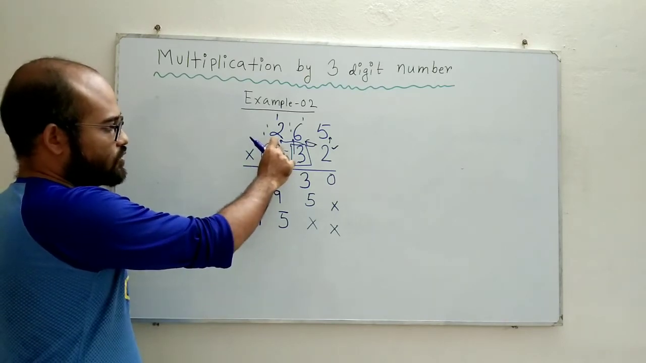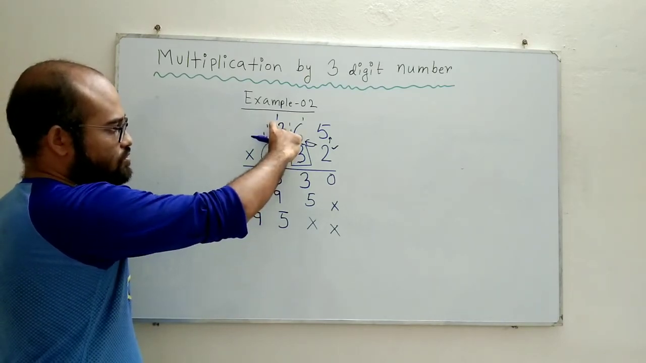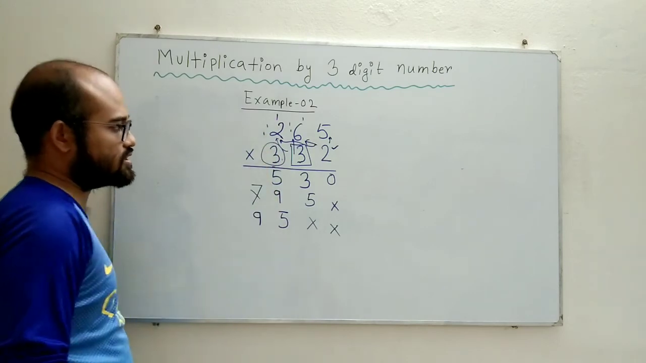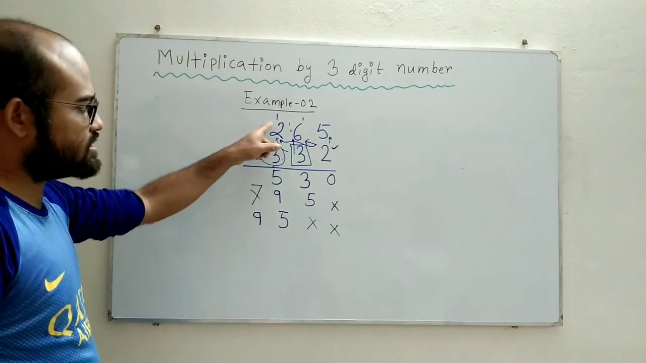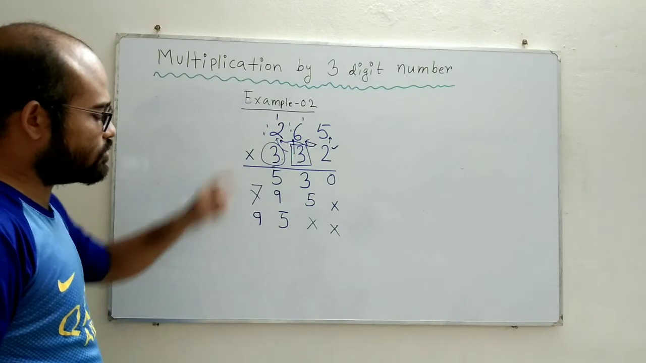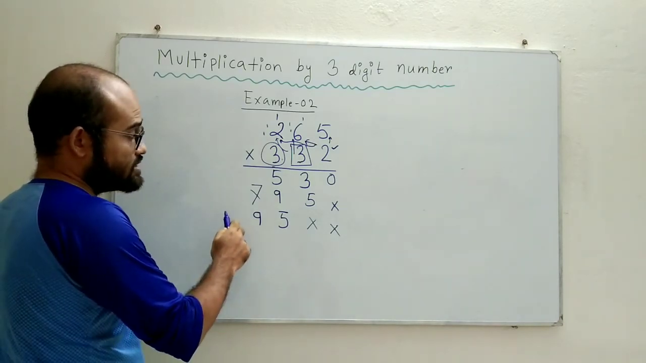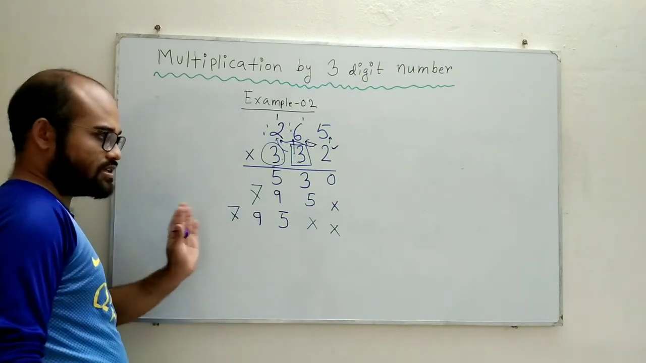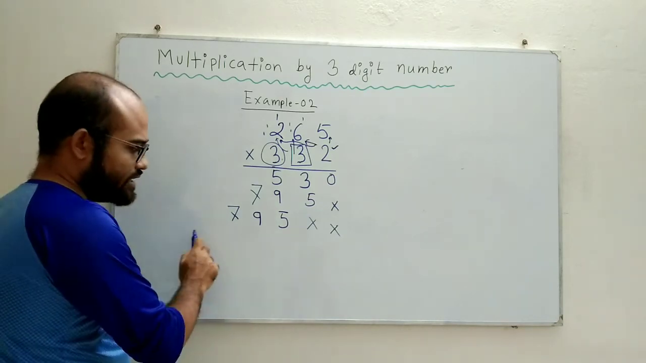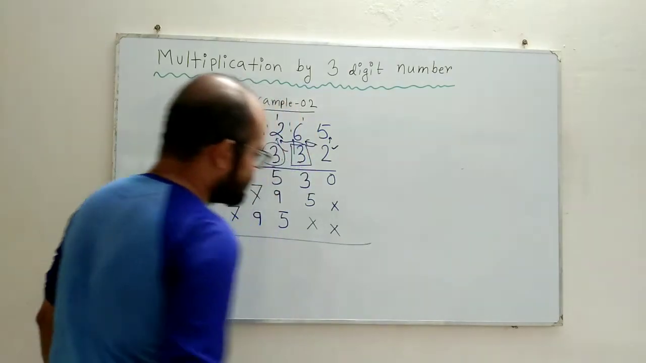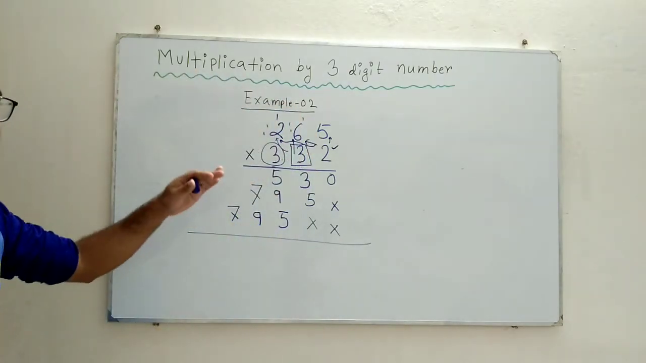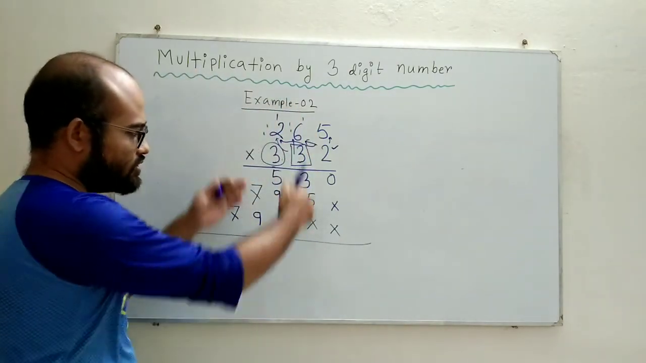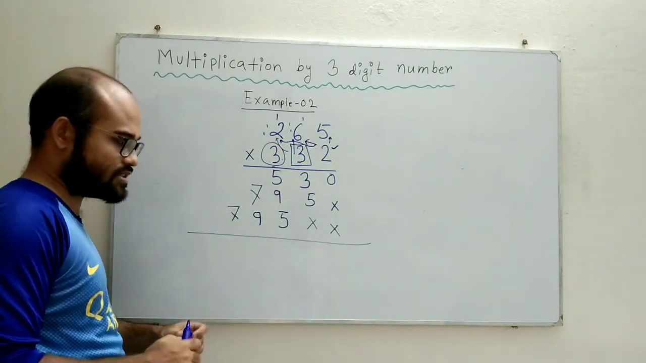Now 3 into 2, our final home stretch, gives us what? 6. So 6 added with the number carried over gives us 7. So I will put 7 at the extreme left corner. And finally we are done. We have reached almost the end of our journey. We have obtained the 3 different products.